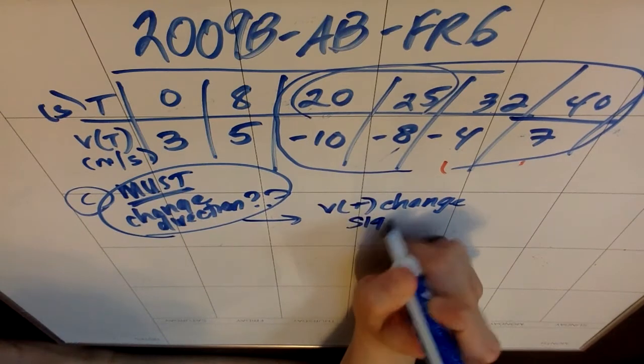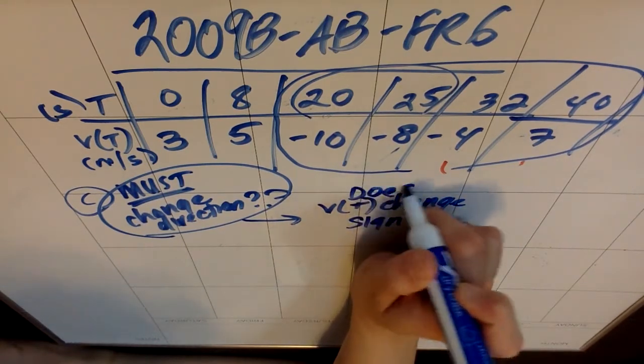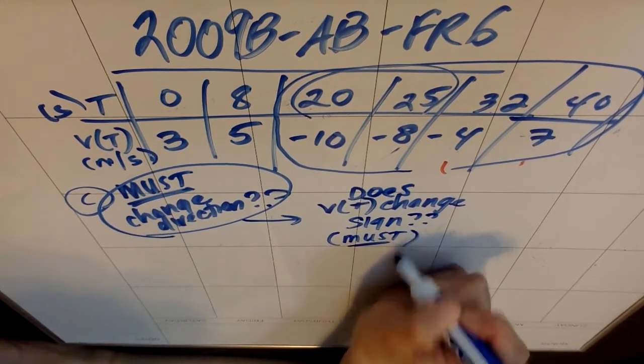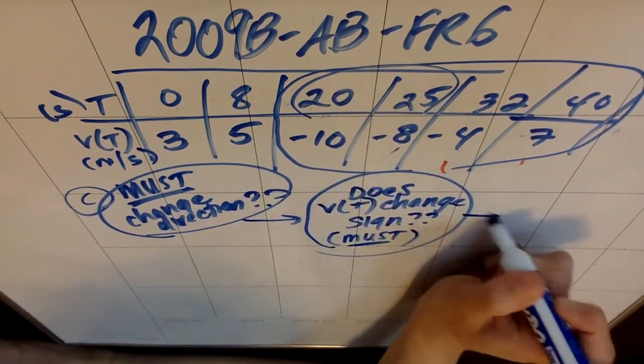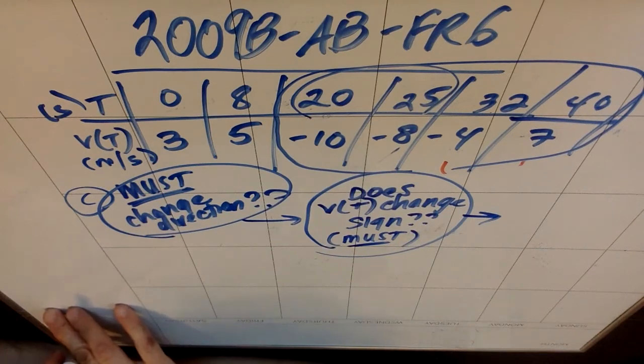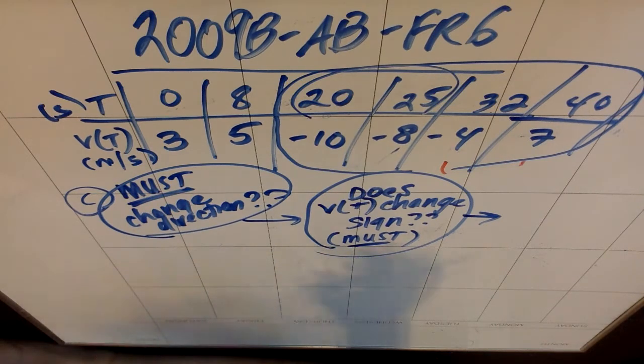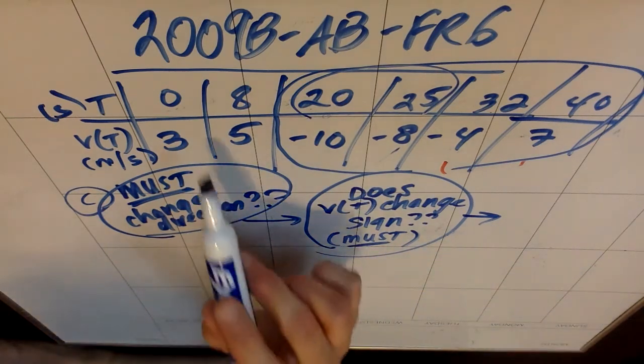So what we're looking for is, does v of t change sign? Must it? Well, the thing is that there's only one way to guarantee something changes sign. And that's to say that on a given interval, it changes from positive to negative. That's the only way to guarantee it changes sign. It could change sign, but let's walk through this.